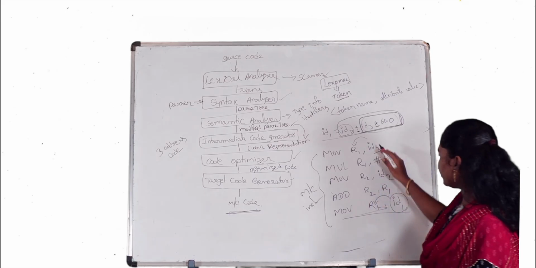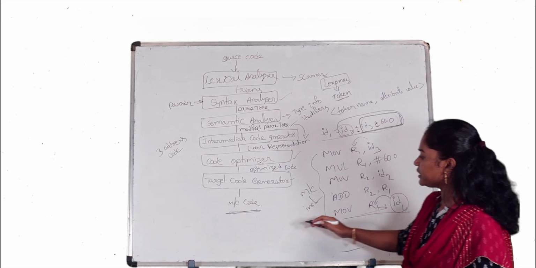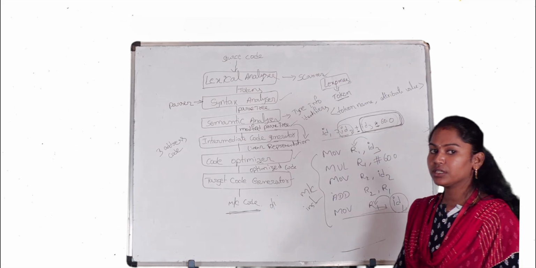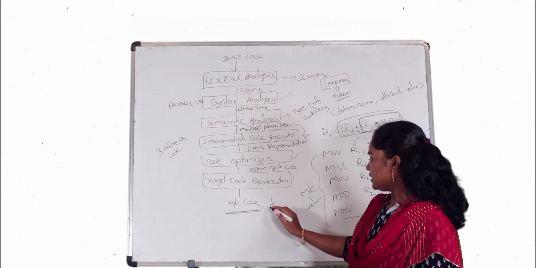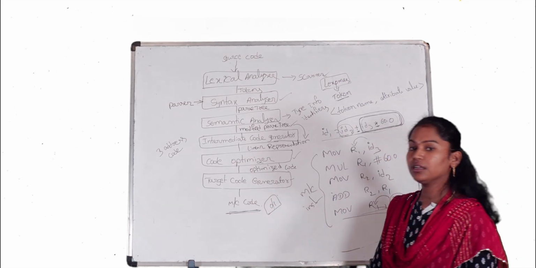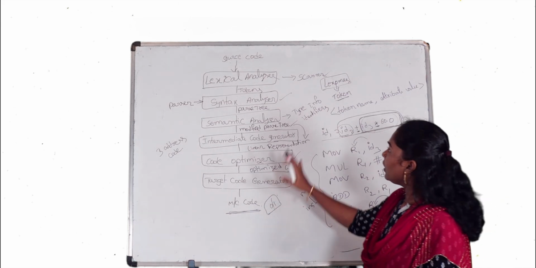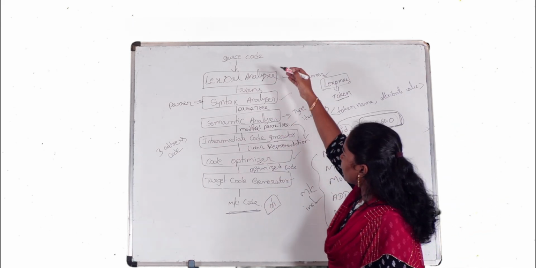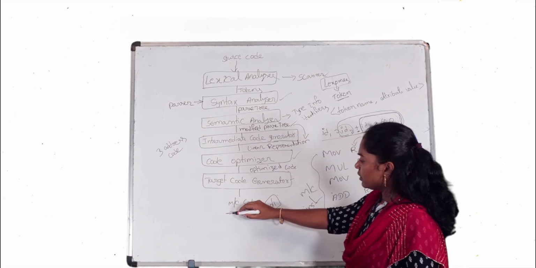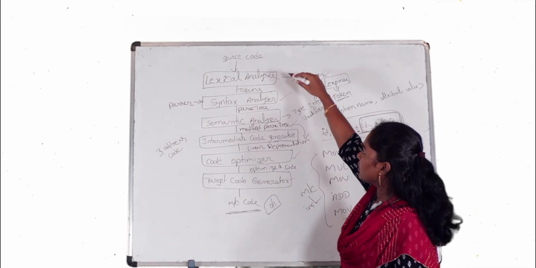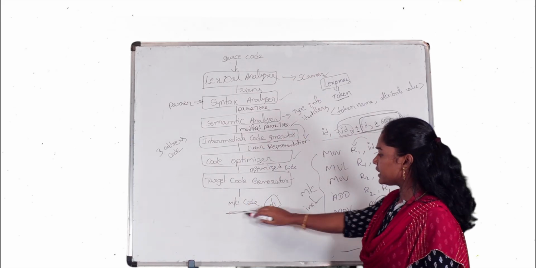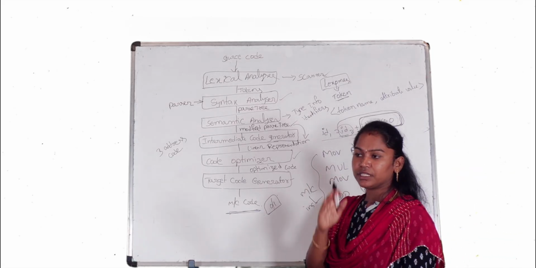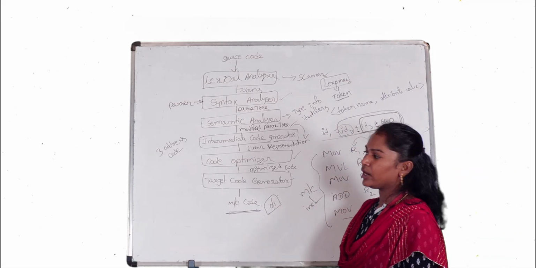Using these machine instructions, it will generate the machine code, that is zeros and ones. This machine code contains only zeros and ones. So that is the role of the compiler, or the phases of the compiler, from source code to machine code. It takes the source code as input and generates the machine code. That is the ultimate goal of the compiler: to convert the high level language into the low level language.